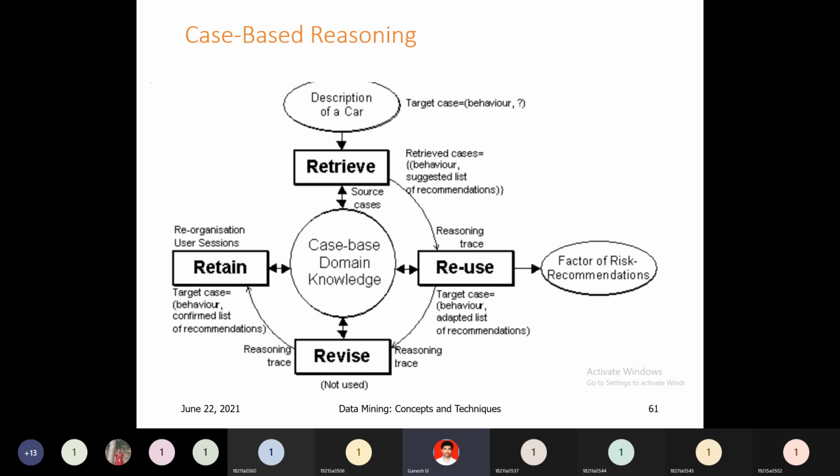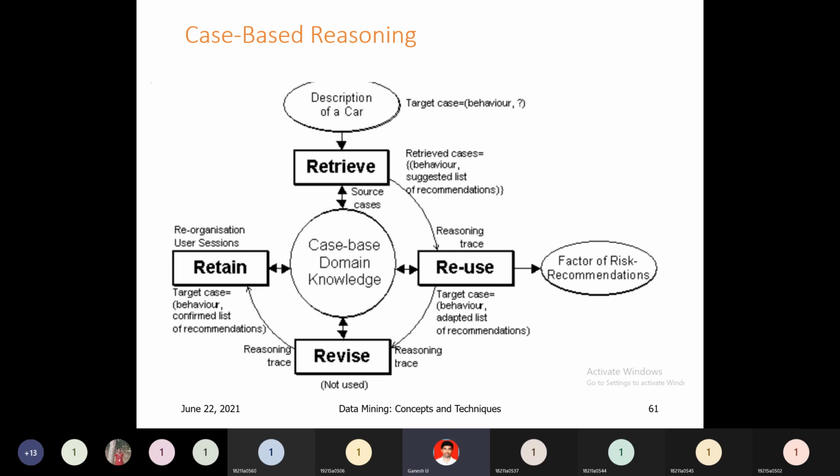So you are dividing, or you are finding out the class. You are taking the class. That is a reorganization of user sessions. So a number of sessions are there, a number of classes are there. You just confirm some list of recommendations. That is retain. So this is case-based reasoning.